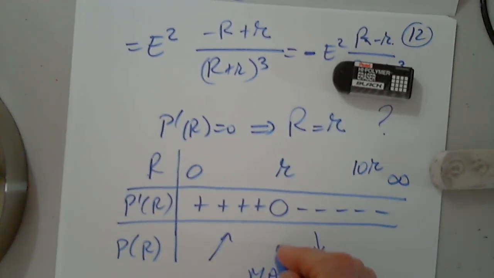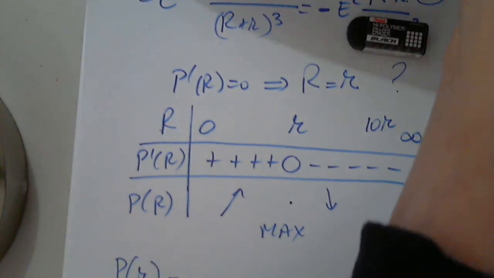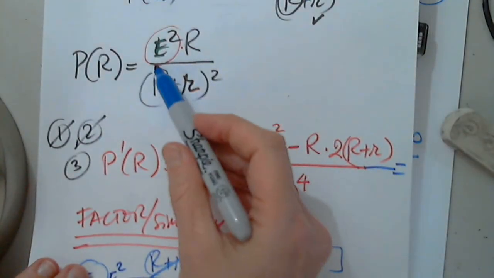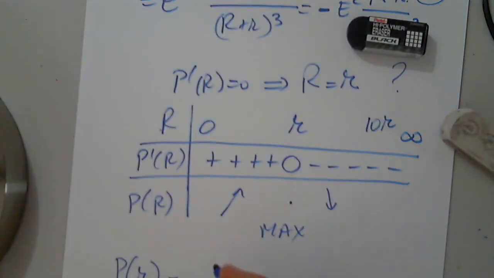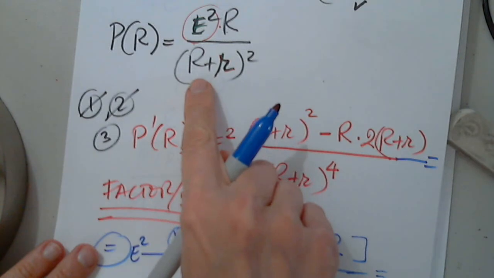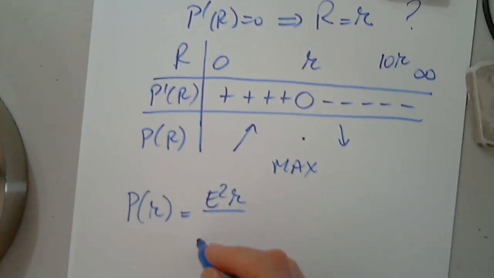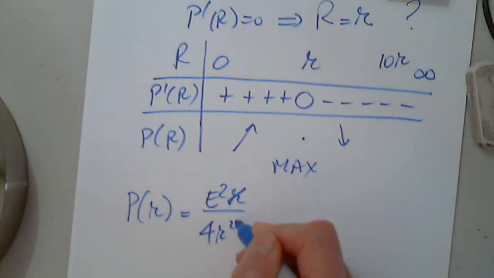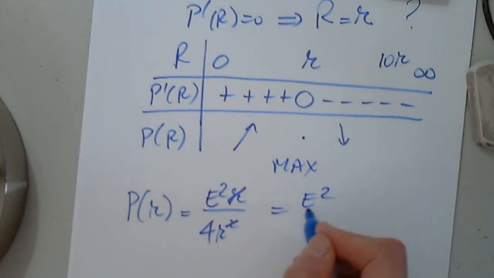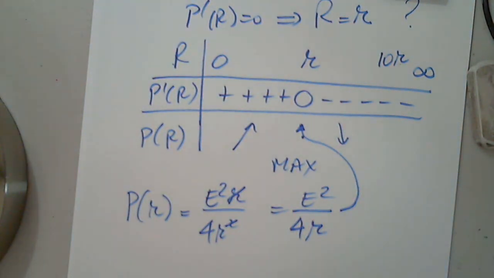If I need to determine it, P of r is E squared times little r over little r plus little r, 2r squared, 4r squared. And that is the maximum.